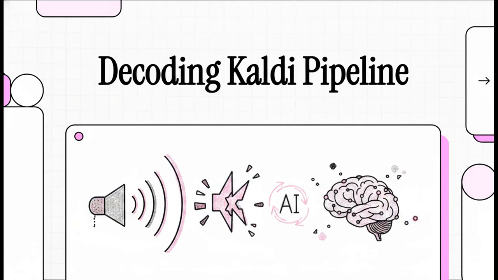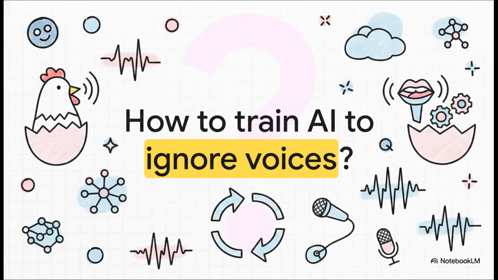How do you train an AI to completely ignore a speaker's voice when that voice is literally the only data you have? Think about it. It's the ultimate chicken and egg problem in speech tech. To understand the words, you absolutely have to filter out the speaker's unique vocal quirks. But to filter out the speaker, you need to know exactly what words they're saying first.